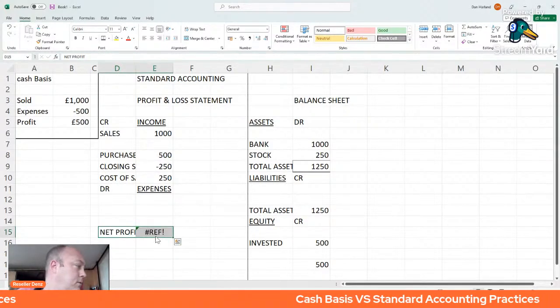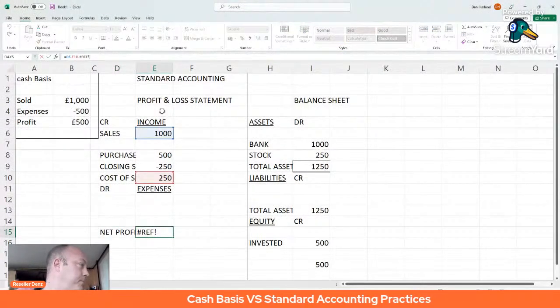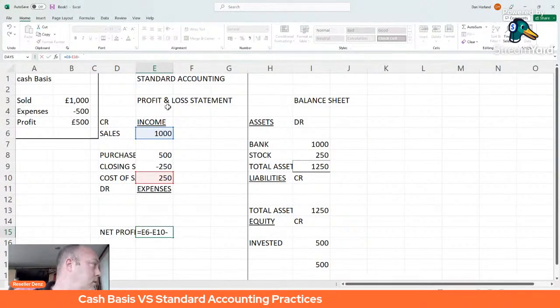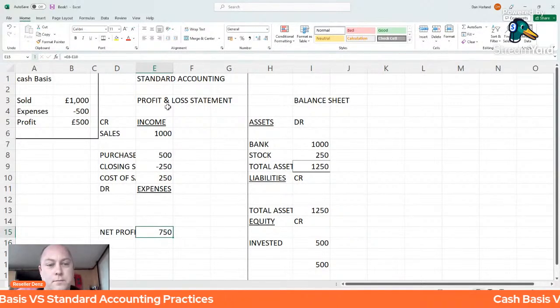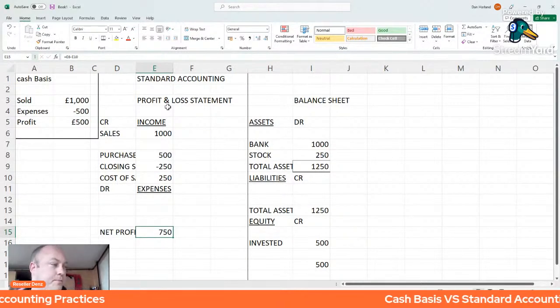There you go. Come on. There. Net profit of 750 quid.